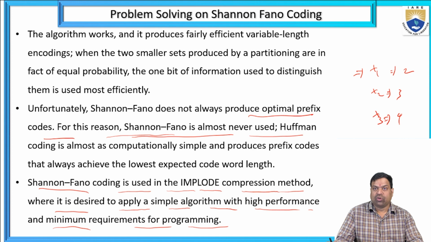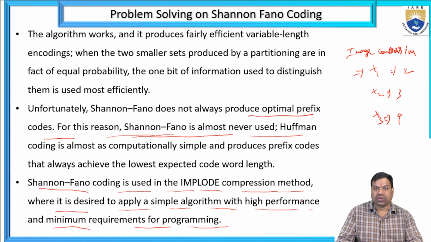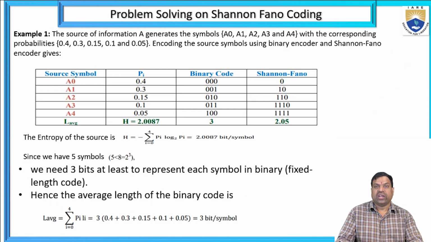So Shannon-Fano is used in the implode compression method. Shannon-Fano and Huffman are both used for image compression. They are designed to apply a simple algorithm with high performance and minimum requirements for programming. So I am taking one example of Shannon-Fano coding so that we can understand it better.